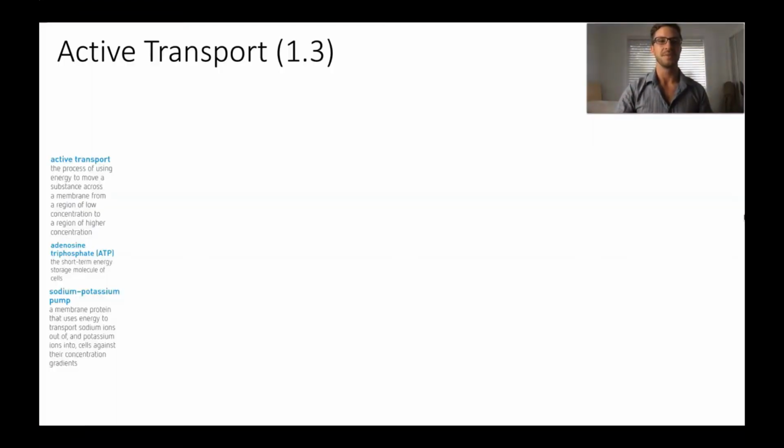Cool, so let's move on. First up, active transport, and this is from 1.3 of your text, and we have a couple of key terms just down the side there that you can add to your glossary when you're ready. But let's get into it.